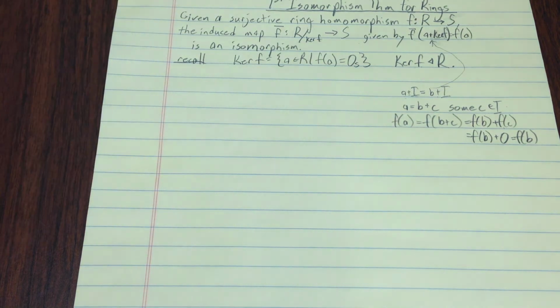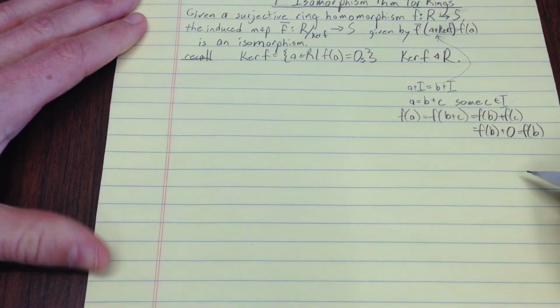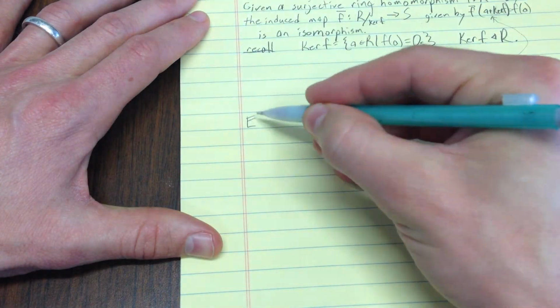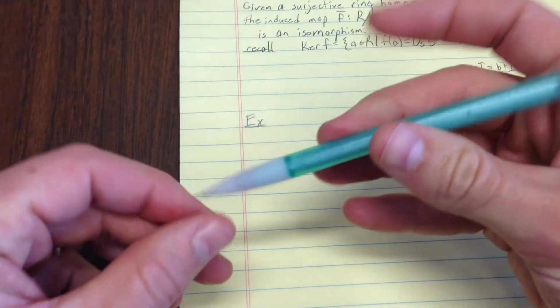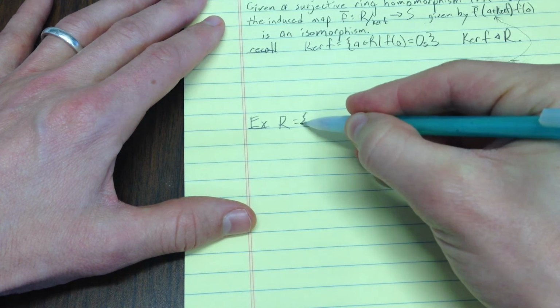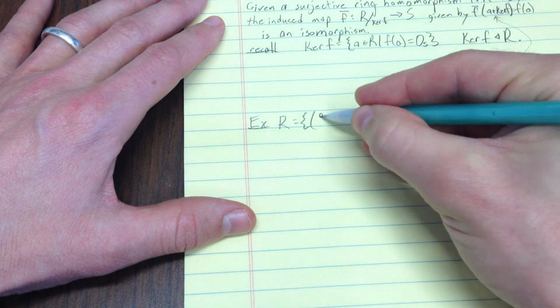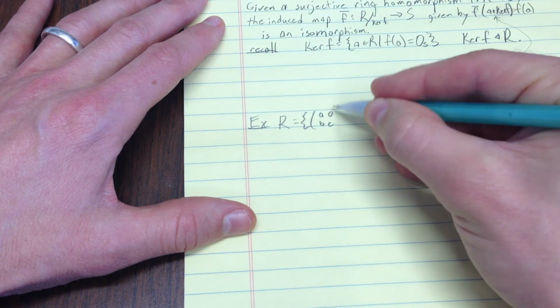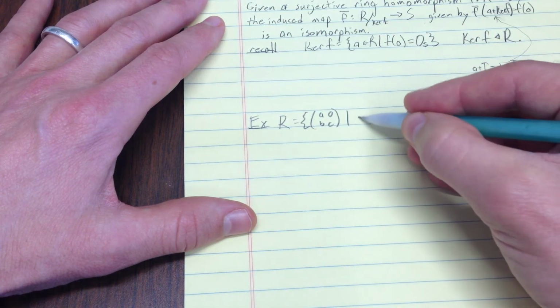So that is the first isomorphism theorem for rings. Let's sort of think about what that means for a particular example. So here's an example. Actually, in a previous video, I spent some time developing this, but let's think of the ring of lower triangular matrices with entries in R.